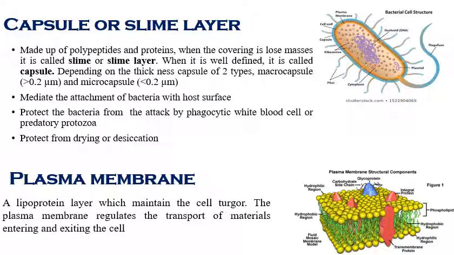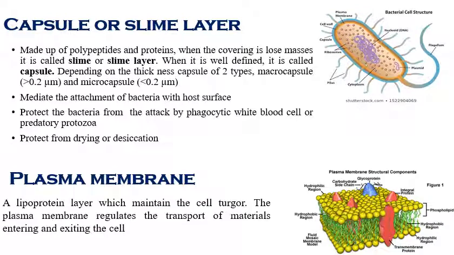So now we will get into the plasma membrane. It is also a lipoprotein layer which maintains the cell turgor. So exchange of molecules, different types of fluid, that may be carbohydrates or glycoproteins or internal proteins. It can maintain the cell turgor, exchange of different types of material inside and outside. It also regulates the transport of material entering and exiting the cell.